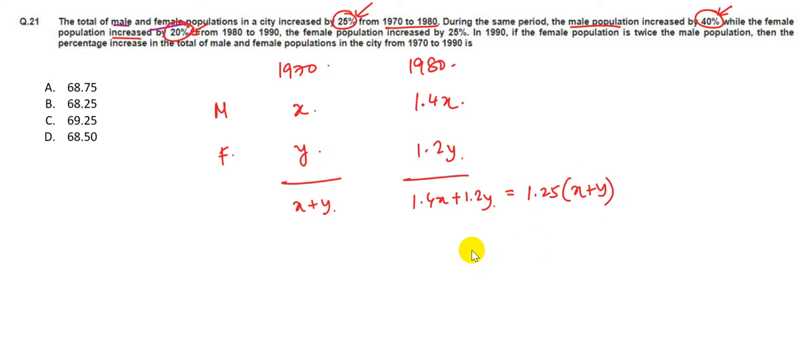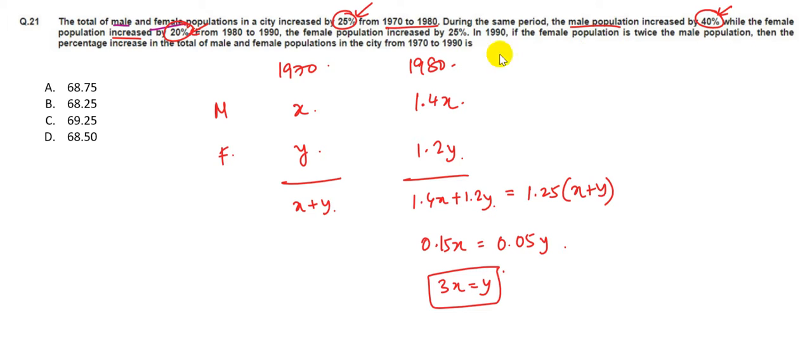So from here we can find a relationship between x and y. So 1.4x minus 1.25x, that's 0.15x, equals 1.25y minus 1.2y, that's 0.05y. So that means 3x equals y. So this is the relationship between x and y.